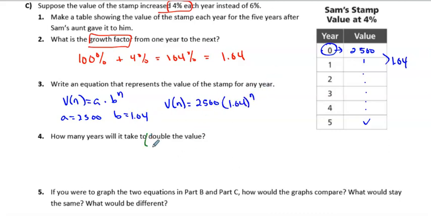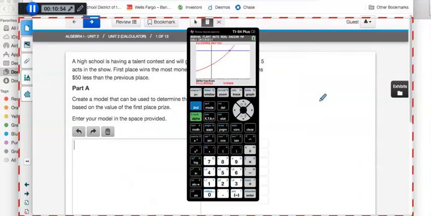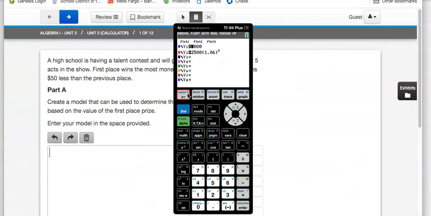All right, and then again, the same question says, when will it double? Okay, cool. So y sub 1 is going to be 5,000 again, and this time y sub 2 is going to be 2500 times 1.04 to the n power. All right, so I'm going to let the calculator do its work again in this one. So let me go back to my calculator app here, and I'm going to hit y equals and bring me back here.